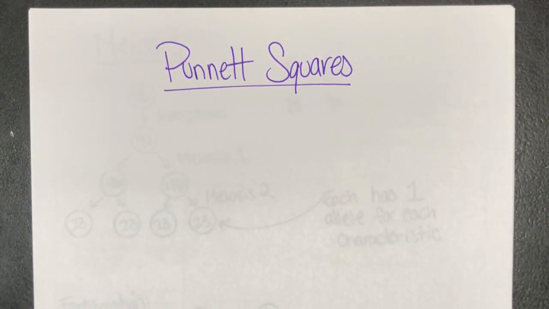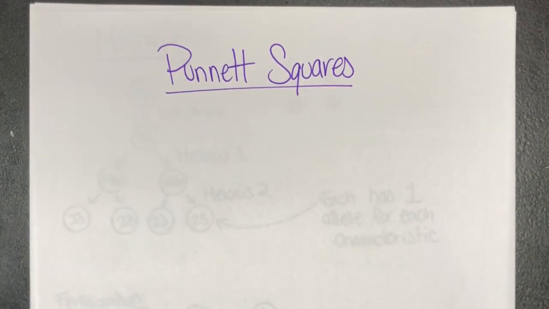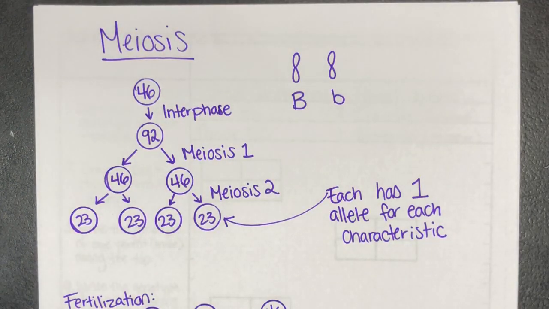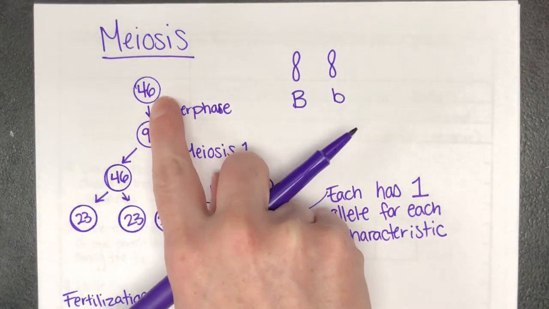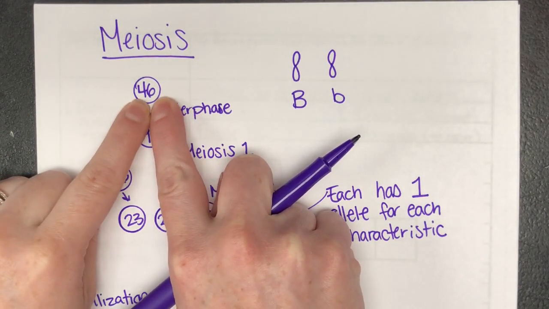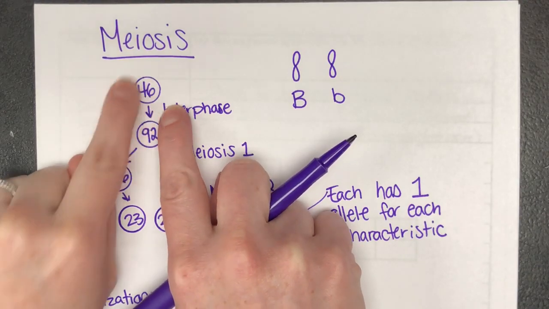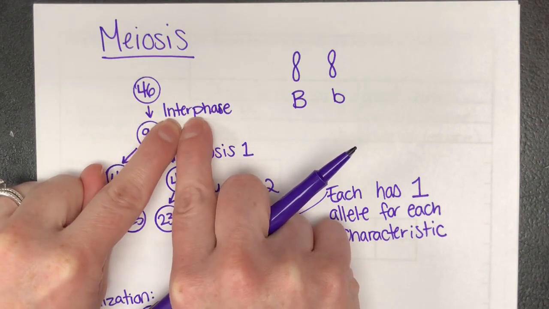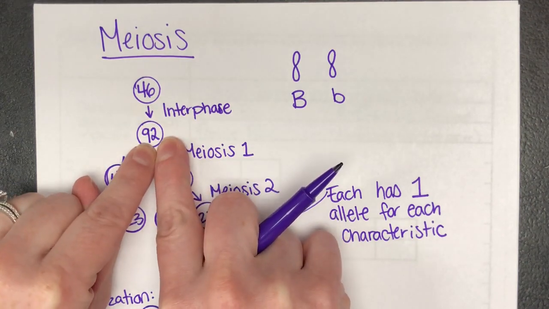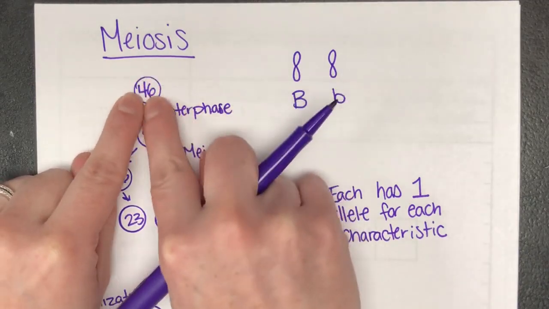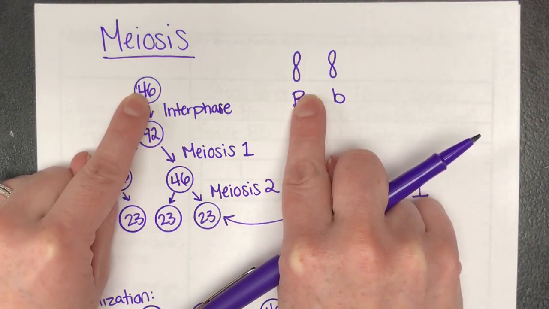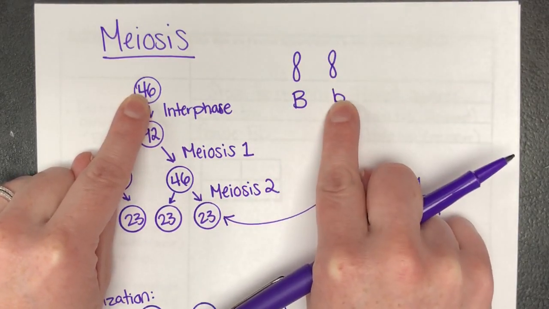So before I really talk about Punnett Squares, I want to do a quick review of meiosis so that we can understand where these alleles are coming from. So in meiosis, you start with a regular cell with 46 chromosomes. So remember, if this is your parent cell, then it is going to go through interphase, okay, where those chromosomes are duplicated. So remember, this cell has 23 chromosomes from their mom and 23 chromosomes from their dad.